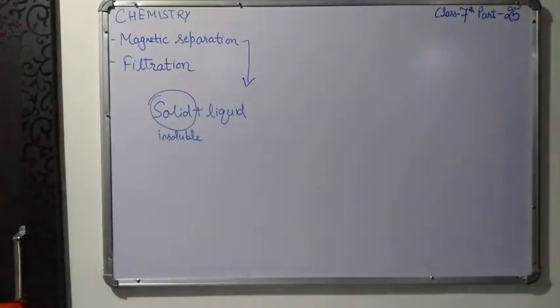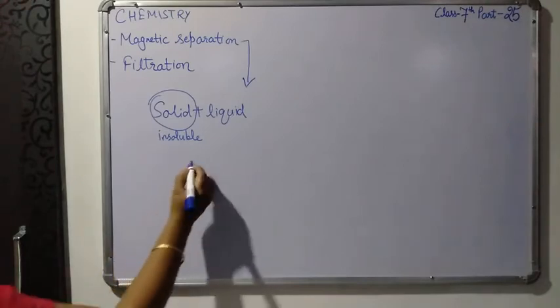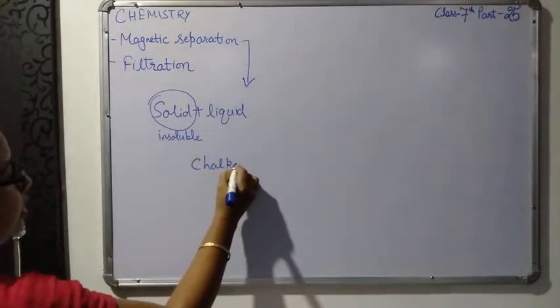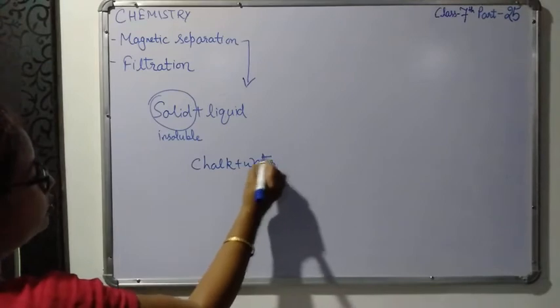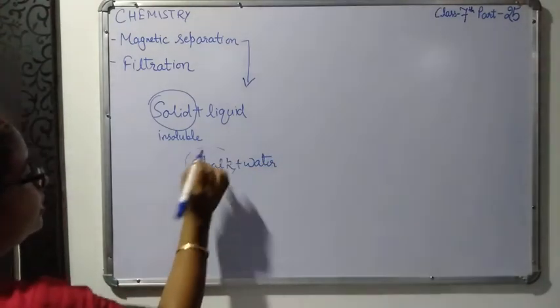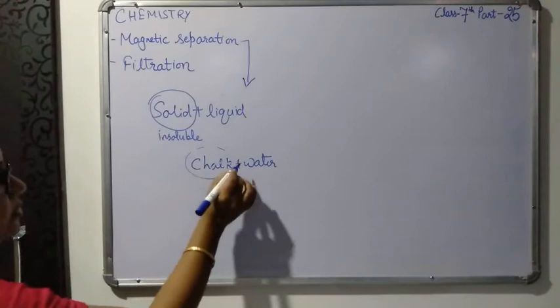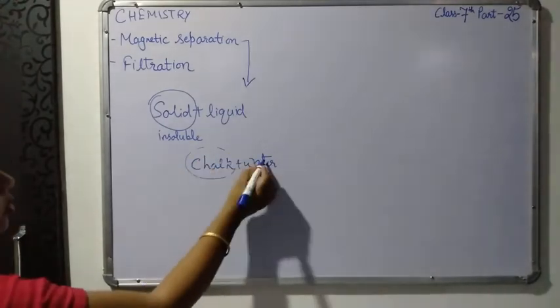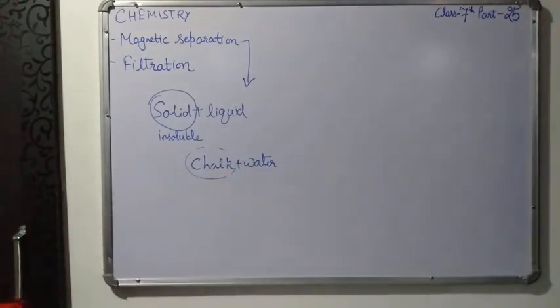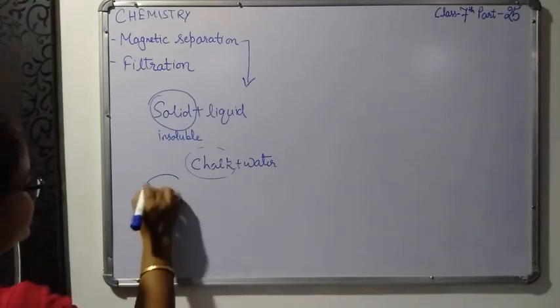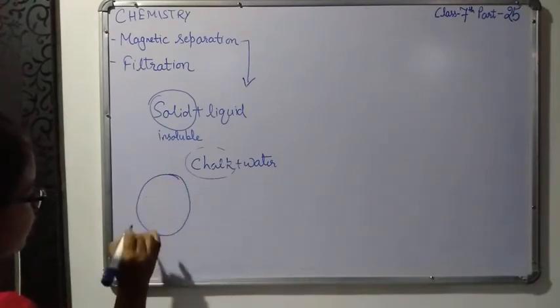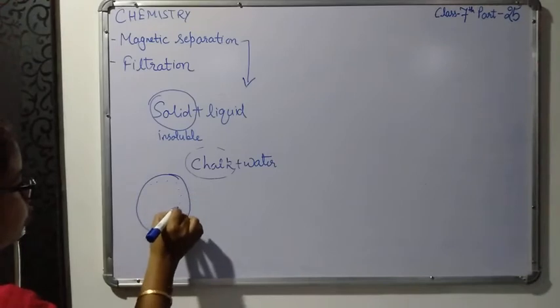For example, suppose you have a mixture of chalk and water. I think all of you know that chalk is insoluble in water; chalk does not dissolve in water. You mix it well, and there is a device called filter paper. A filter is a device which consists of small holes. A filter is a circular piece of paper, and in it very small holes are there.